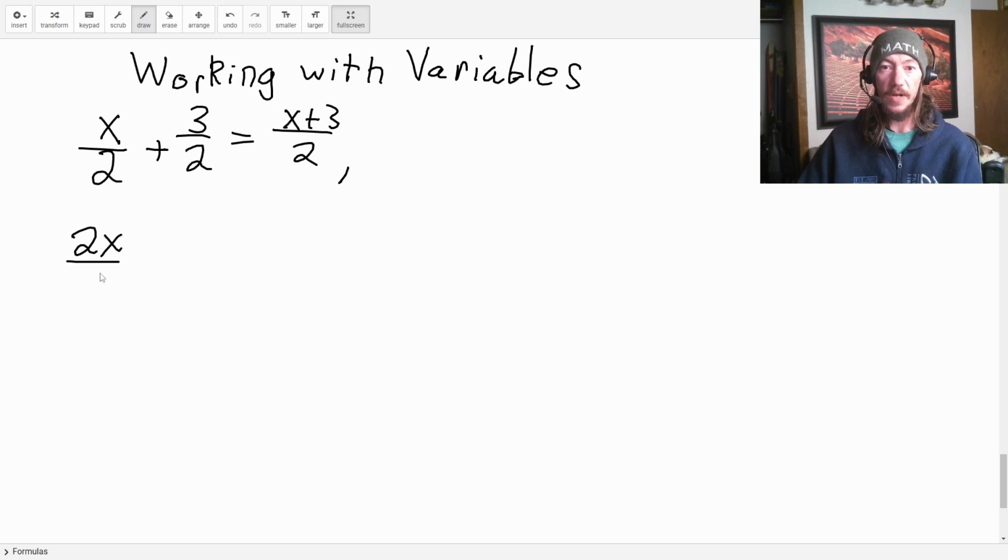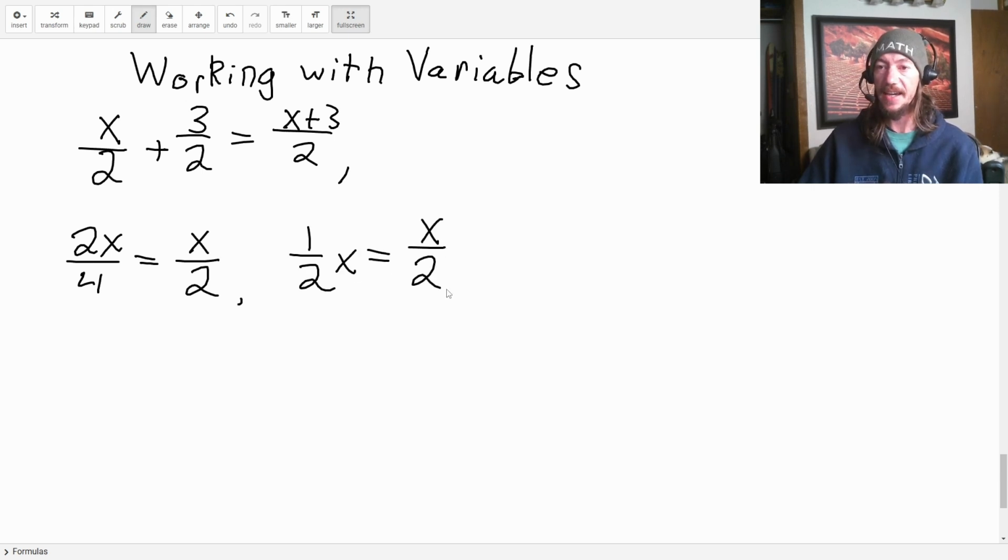We could have 2x over 4, which again, we can reduce. 2 over 4 reduces to 1 over 2. And if there's an x there, we don't need to write the 1. 1 times x is just x, so we can leave it as that. And just a notational thing, keep in mind, if you see something like 1/2 x, that's the same thing as x over 2. So just a little more compact way to write that.